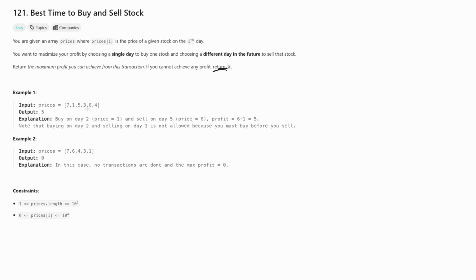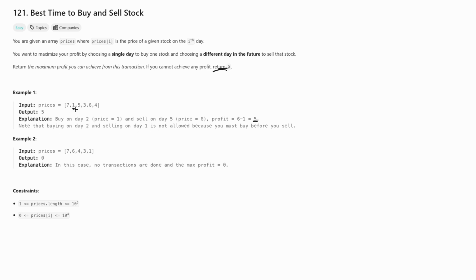Okay, so looking at this, we can see that if we bought on day 2 where the price was 1 and sold on day 5 where the price is 6, we're going to reach the maximum profit that we can get in the solution, which would be 5. That's what you're going to return. Quick note on this, you cannot buy on day 2 and sell on day 1.